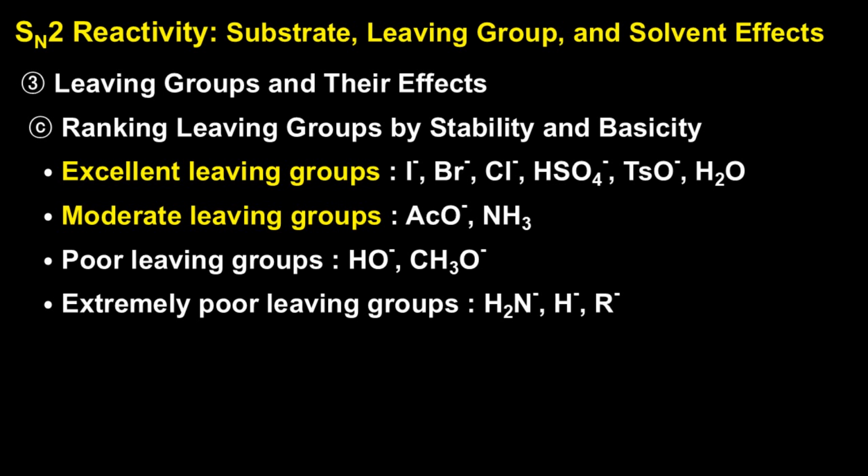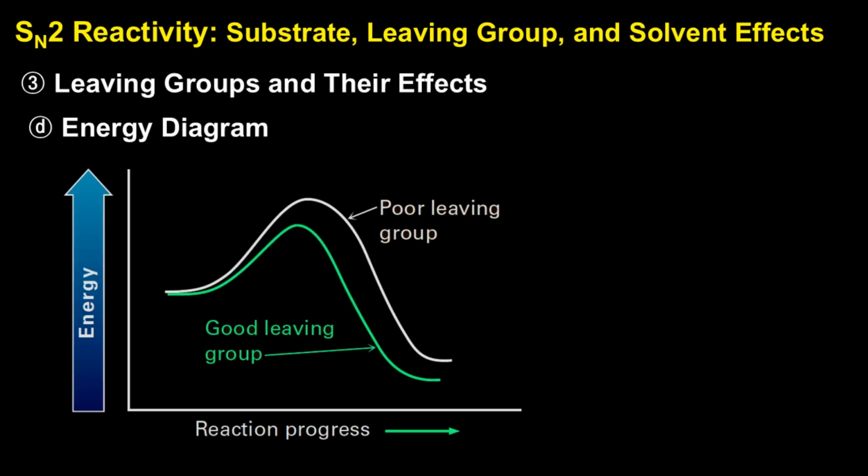Then come the poor ones, hydroxide and methoxide. They're strong bases, so they don't leave without a fight. And at the very bottom, amide anion, hydride, and alkyl anions. These are way too reactive. They almost never act as leaving groups in SN2.